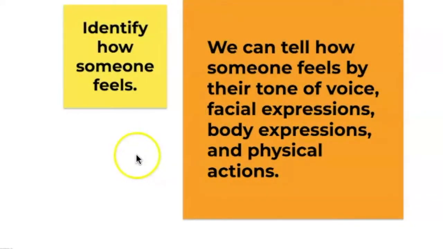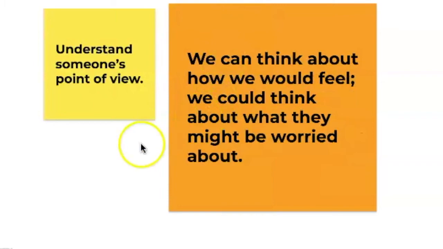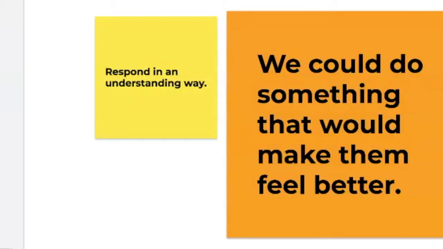Identify how someone feels. We can tell how someone feels by their tone of voice, facial expressions, body expressions, and physical actions. These are things that you might want to use as strategies to help you identify how someone feels. It's also important to understand someone's point of view. We can think about how we would feel. We could think about what they might be worried about. And these are things that you can think about to help you better understand someone else's point of view.